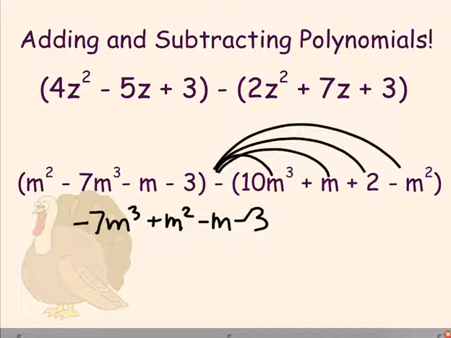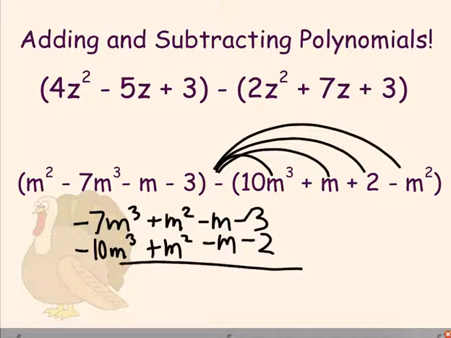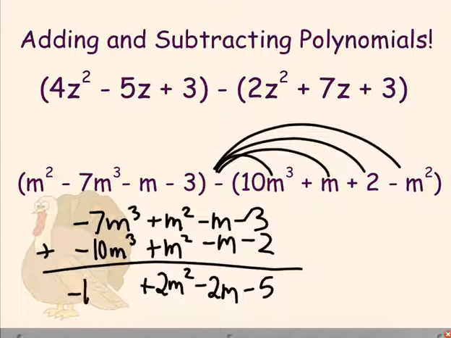And then I have my negative 10m cubed. I have my minus m now, once I distribute the negative sign. I have a minus 2, and now a negative m squared is a positive m squared. And now I can add these up. A lot harder to try to subtract with this method, but once you distribute that subtraction, I can just add them up and get a negative 5, a negative 2m, plus 2m squared and a negative 17m cubed.